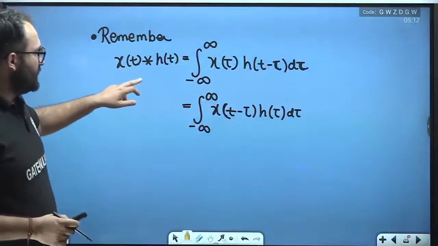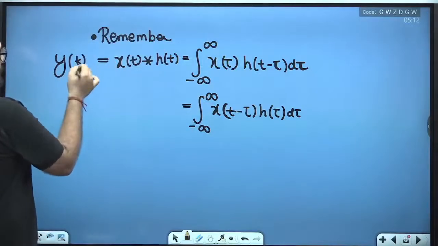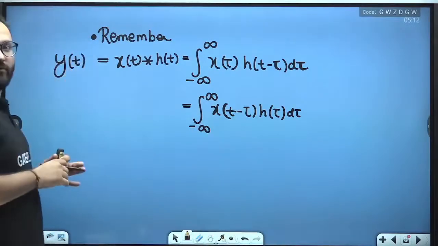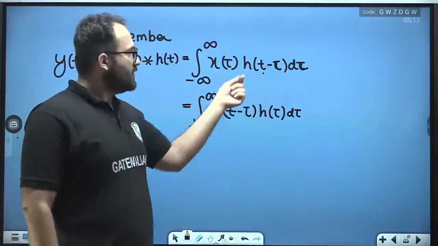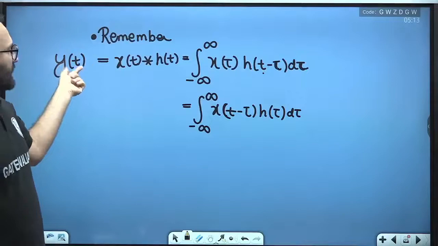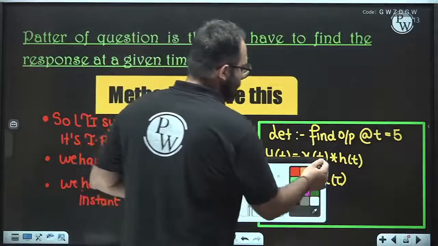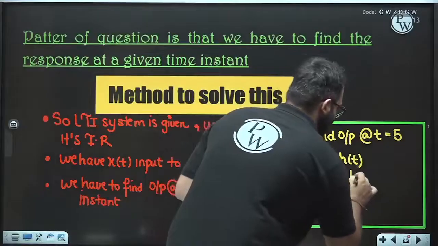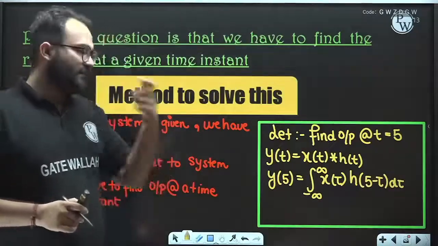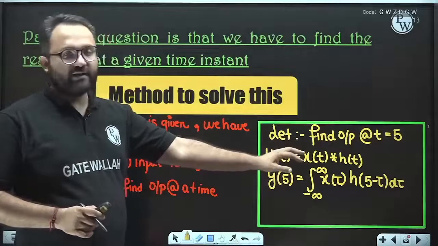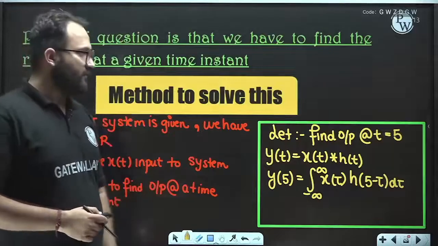Now coming back to this slide again, this is your y(t). If we want the output at t equal to 5, we put small t equal to 5 in this whole expression. So y(5) will be equal to the integral from minus infinity to infinity of x(tau) h(5 minus tau) d tau. So what is the method? The method is simply to find x(tau), find h at 5 minus tau, multiply them, and integrate the result from minus infinity to infinity. You will get y(5). So this is the example.